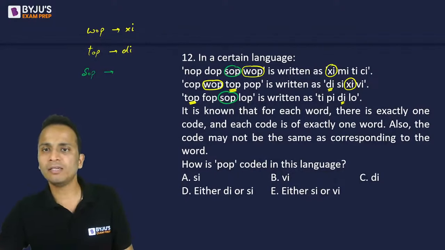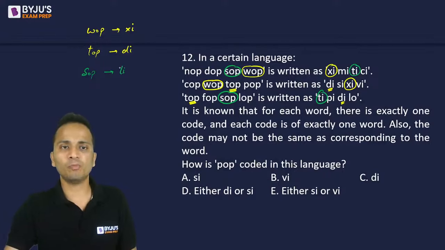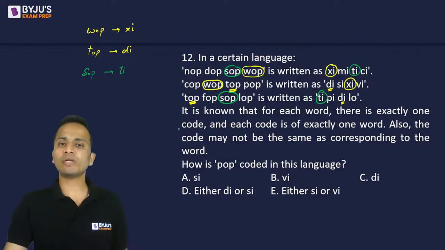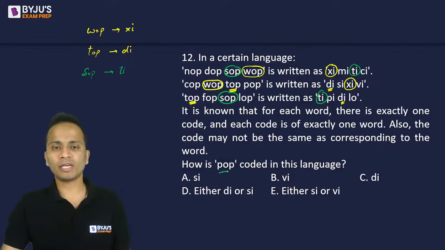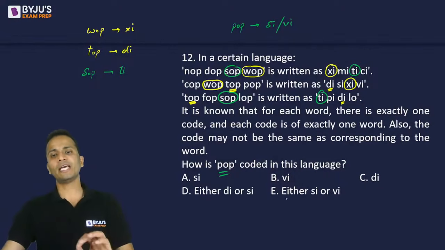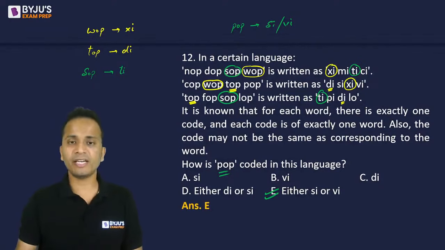What is common in the first and third codes? TI. So TI will be the code for SOP. Fine. Now there is nothing else which is common. Now let's check whatever is left out. I need to find the code for POP. What is left for POP? It can be SI or it can be VI. So in the second sentence, the code for POP can be either SI or VI. Answer should be option E. And most of you have given the correct answer.